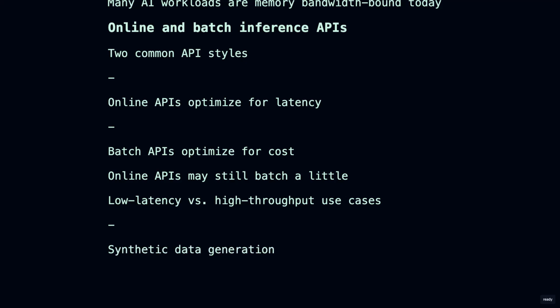Generating synthetic data is a classic batch workload. You usually care more about total cost and throughput than about immediate turnaround.